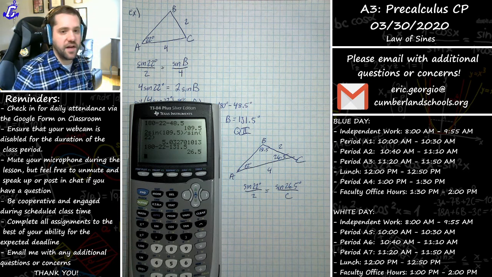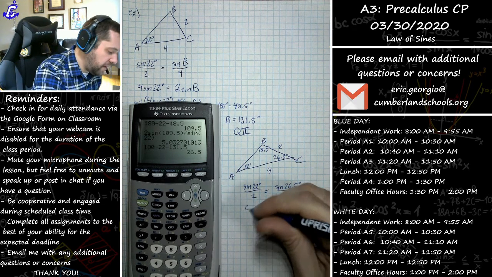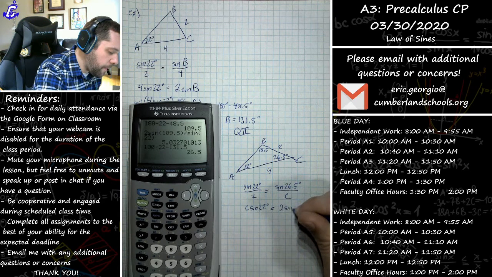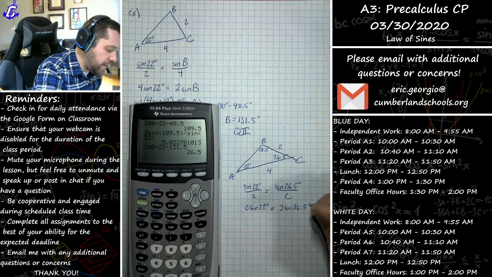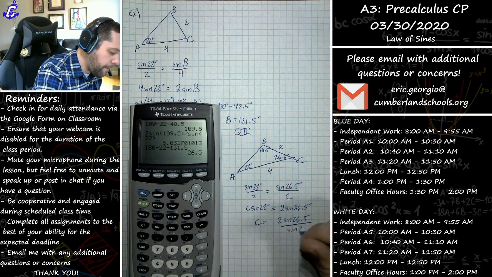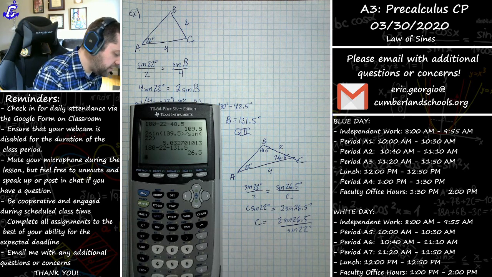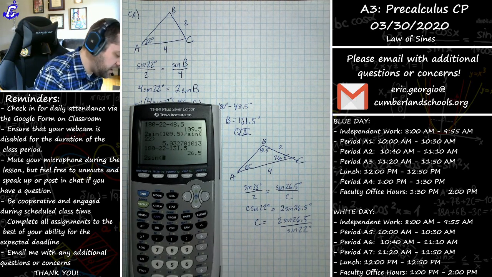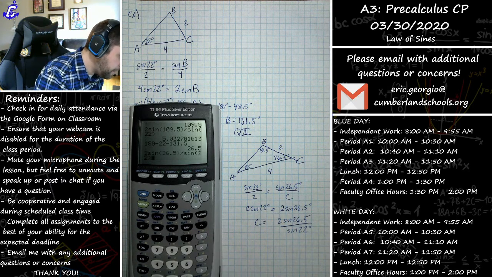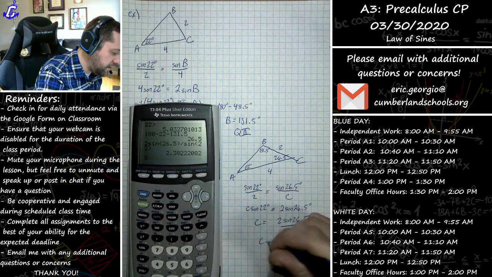It's the same exact solving process over here. Multiply both sides by C. Multiply both sides by 2. Divide by sine 22. And again, plugging into our calculator, we would get 2 times the sine of 26.5 divided by the sine of 22. And we would get that C is about 2.4.